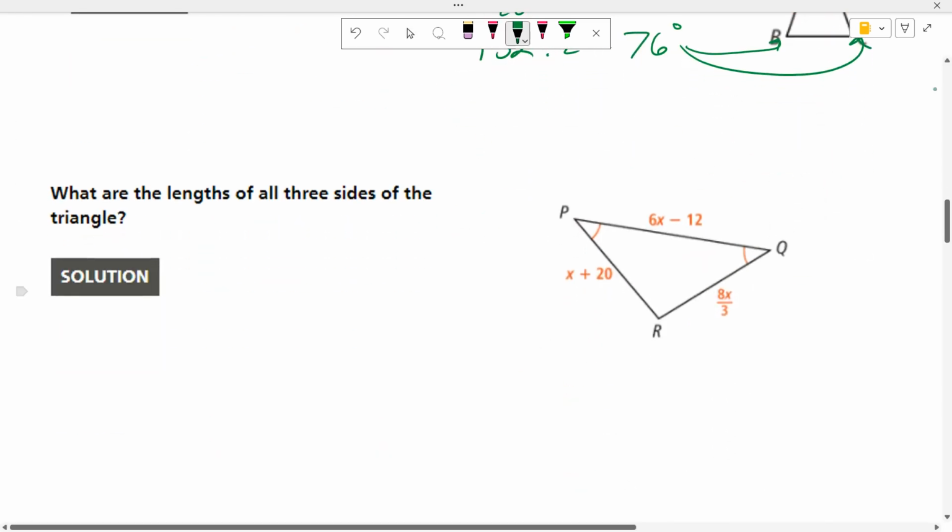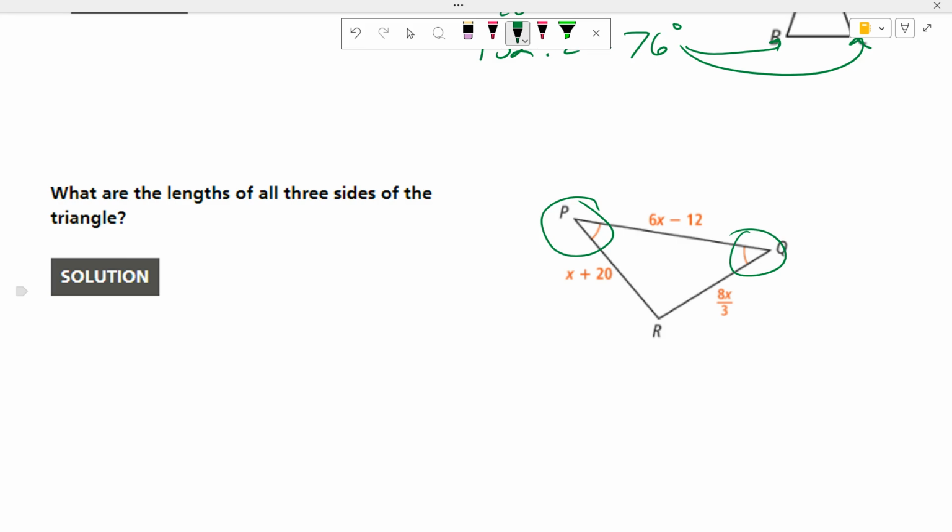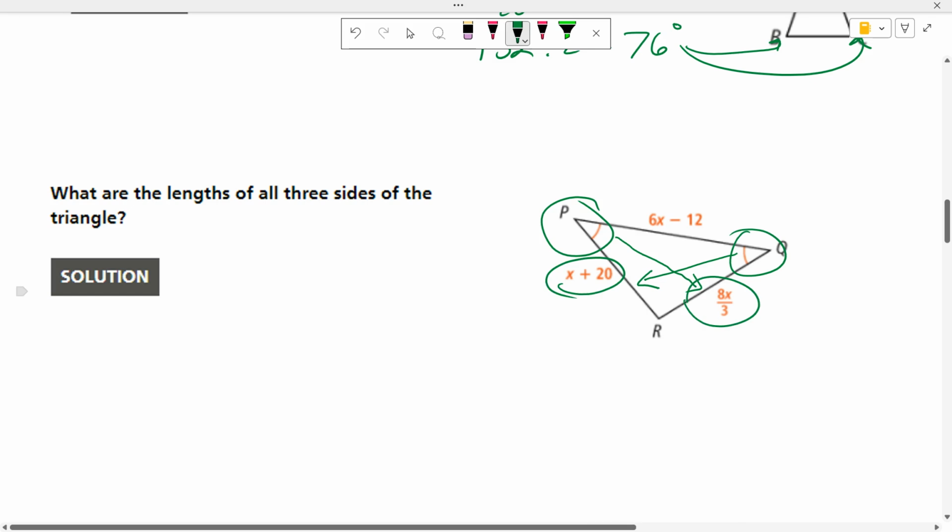All right. If these two angles are equal, what two sides are equal? PR, PQ, QR. 2 of the 3 would be congruent. Which two are congruent? PR and QR, because they are opposite of the congruent angles. The sides opposite the congruent angles are the congruent sides. So this is equal to this. x + 20 equals 8x over 3.